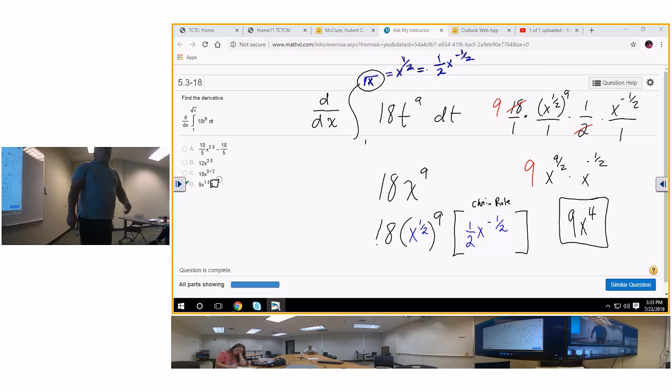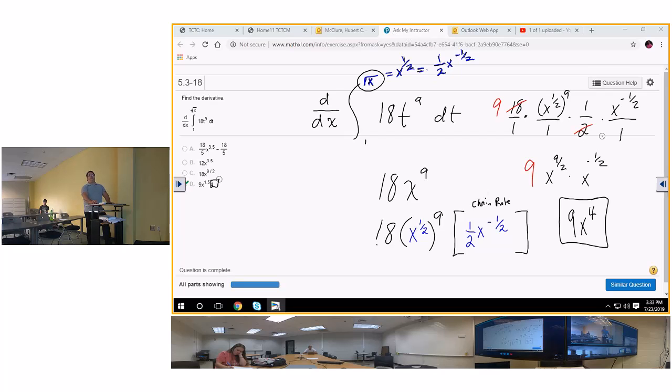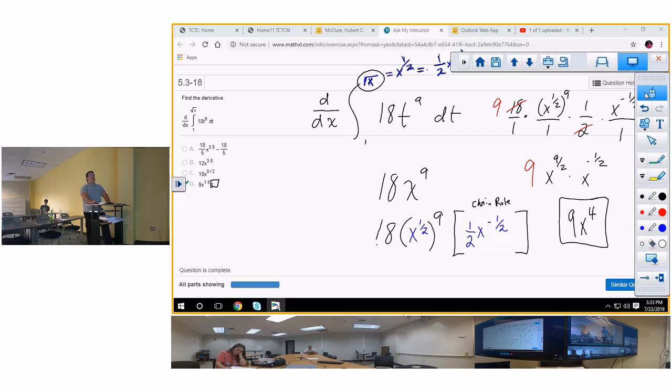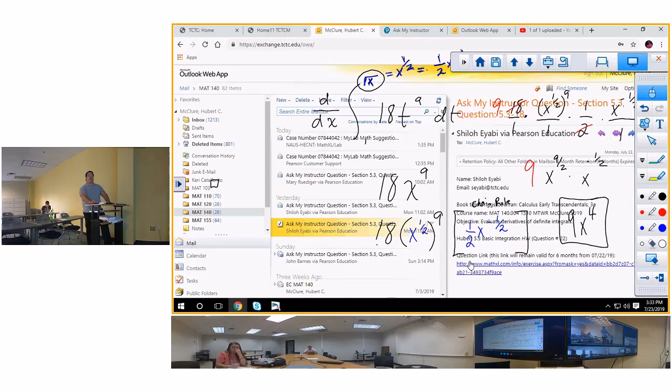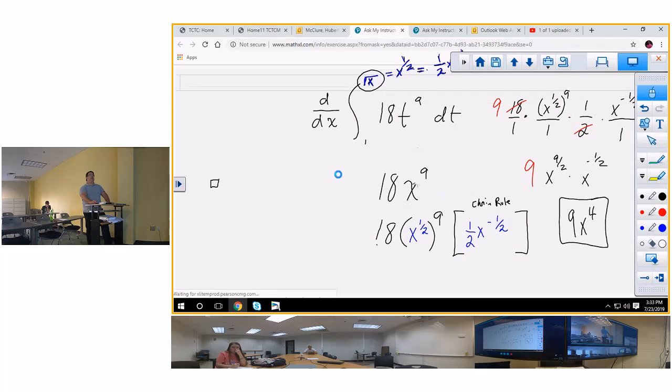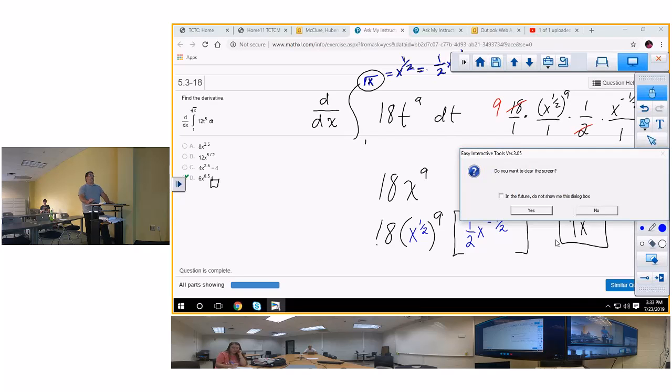Now, the other question is, I think, 12x to the 6th. Let me pull it up, just so you'll have 2 in your notebook. And like I said, these are not that important. But for your homework, that's number 22. There it is. Miss Iabi sent this one. Yeah, 12t to the 5th. Okay, you do that one, and you should be able to knock it out without any problem.